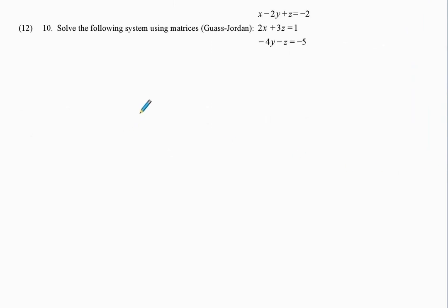Alright, and then our last problem here, we're using Gauss-Jordan. So in other words, we're using matrices to solve the following system. So let's convert this to matrix form here. So our coefficients, this is a 1x here, and this is a negative 1z. So we set up our initial matrix, and we're going to have an x column, a y column, a z column, and our right-hand side.